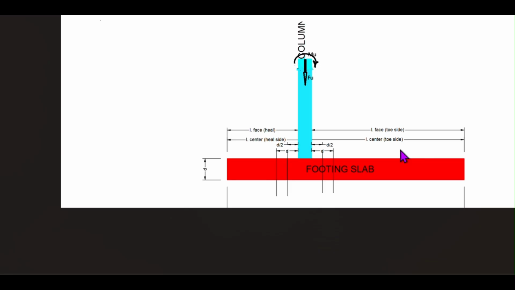These are the measurements we are seeing. This blue line is the column, the red color is the footing slab. Now we are going to assume that the distance from the slab end to the column face, we are calling it L face in the toe side. Similarly, the L face in the heel side. If the measurement is taken from the center of the column to the footing slab end, then it is called L center toe side, L center heel side.